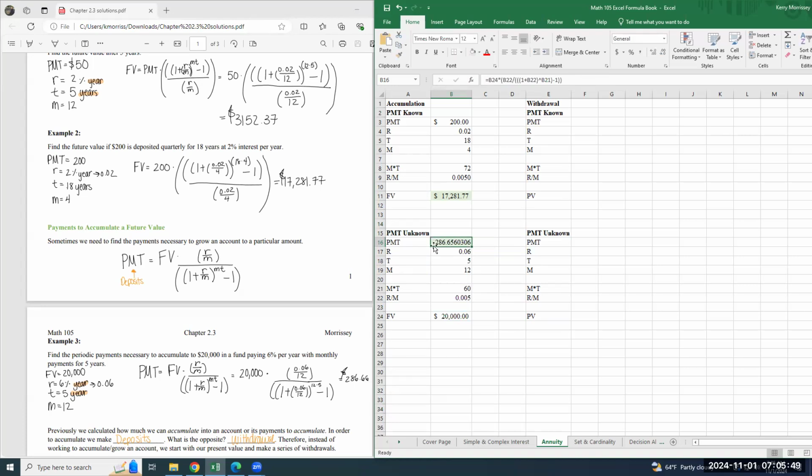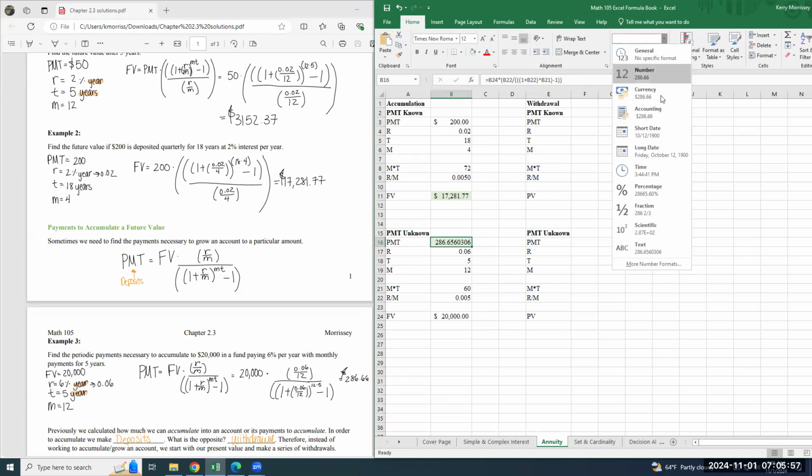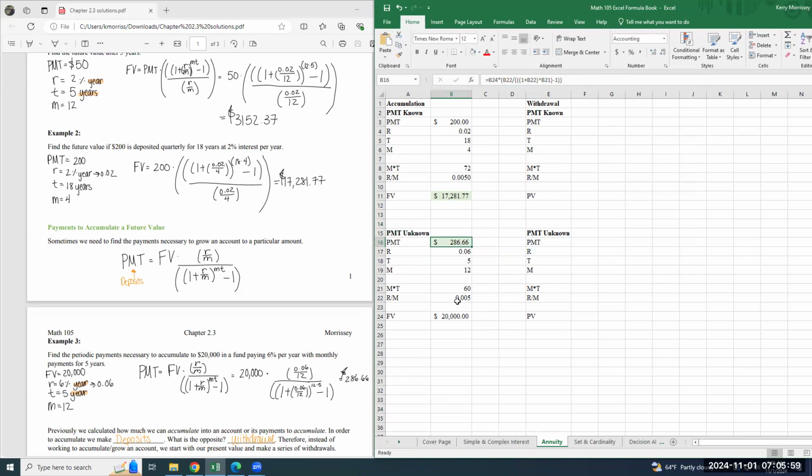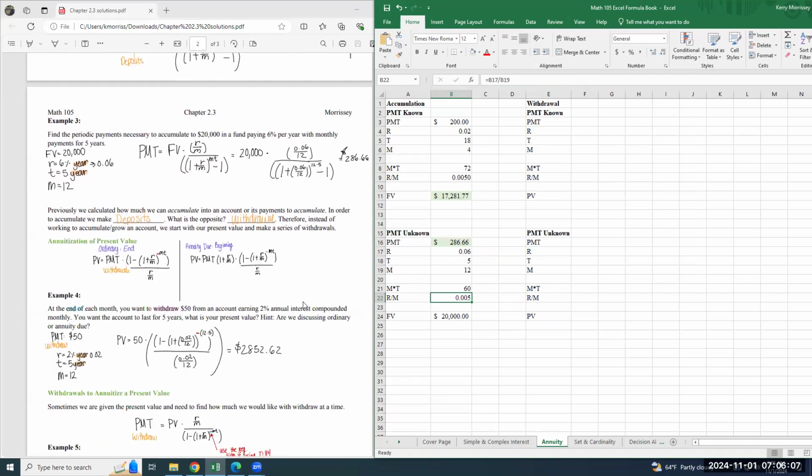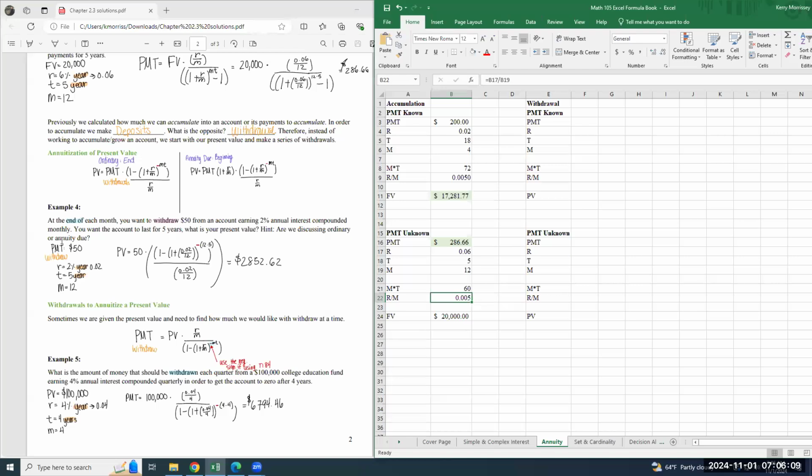So we want to make about 286 and 66 cents deposit in order to gain $20,000 in your bank account. There you go. Now let's try it again with withdrawals. So see if you can pause on this one. We're going to be working on example 4. So see if you can pause and try it again.